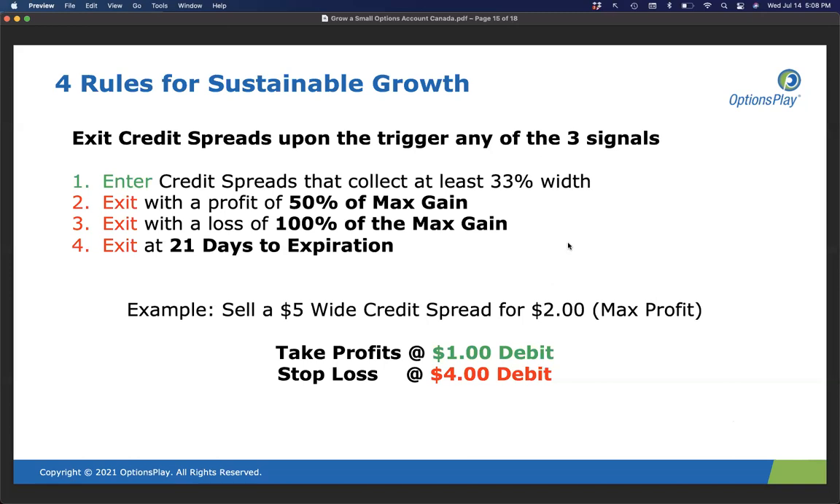Is there a source for determining IV? Your brokerage firm should be able to show you IV on your options chain.